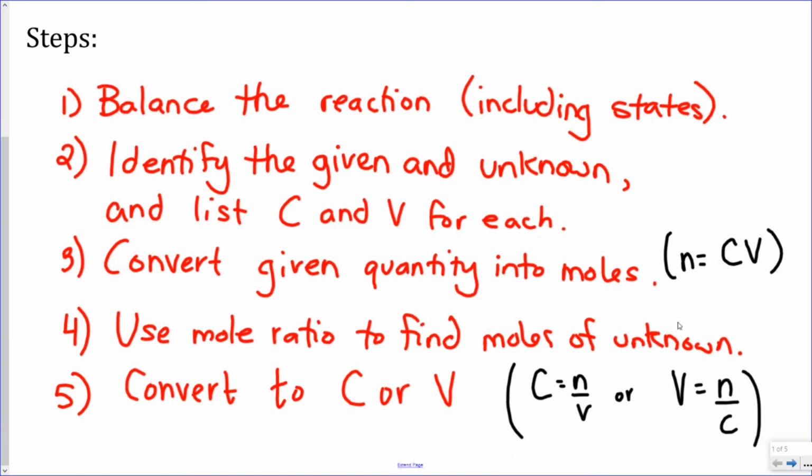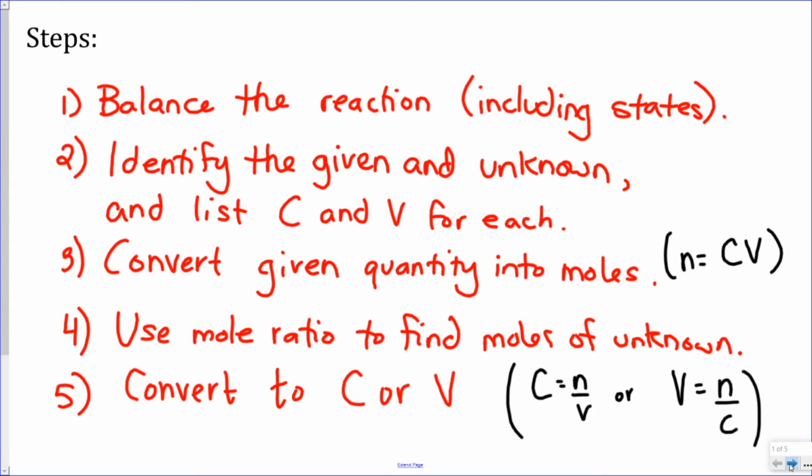Same thing for number four then, use mole ratio to find moles of unknown. That's what we were doing before. And then finally, number five, we're going to convert back to either concentration or volume, depending on what we're being asked to find. And that would be for our unknown. So again, rather than using that n equals little m over big M and then rearranging to find a mass, now we're going to find either concentration or volume. But you can see the steps are basically the exact same thing over again. The only differences are concentration and volumes instead of masses and molar masses.